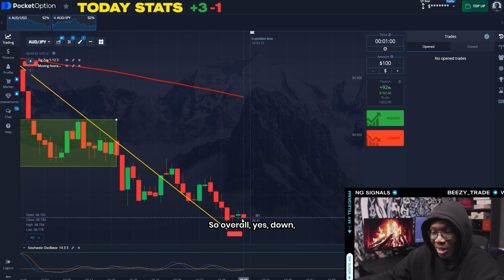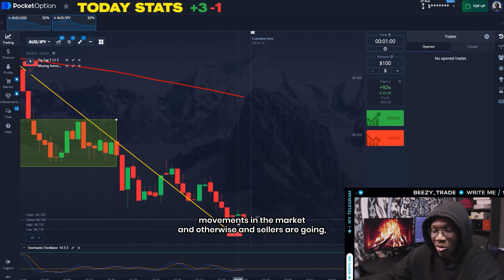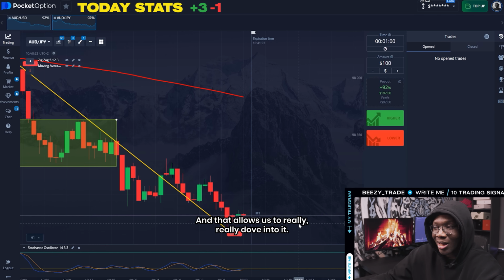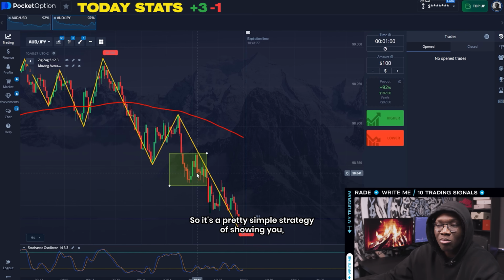So overall, yes, down, but we're able to take profit on this just because we could see movements in the market and how the buyers and sellers are going, who is pushing who, who's controlling the price at the moment, and that allows us to really dive into it. So it's a pretty simple strategy.